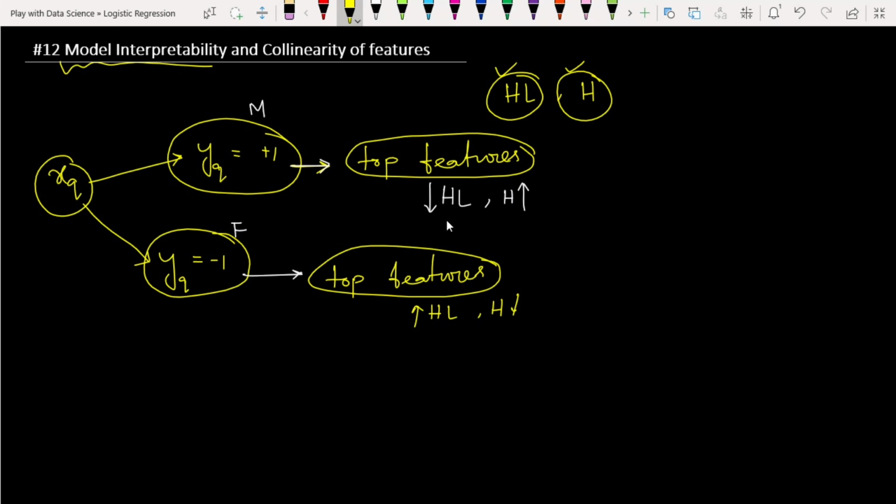So from these features we can conclude that if we look at the features, then we can interpret our model clearly. So feature importance is most important for model interpretability in logistic regression. Now I think model interpretability is clear. Now let's come to another concept, collinearity of features.